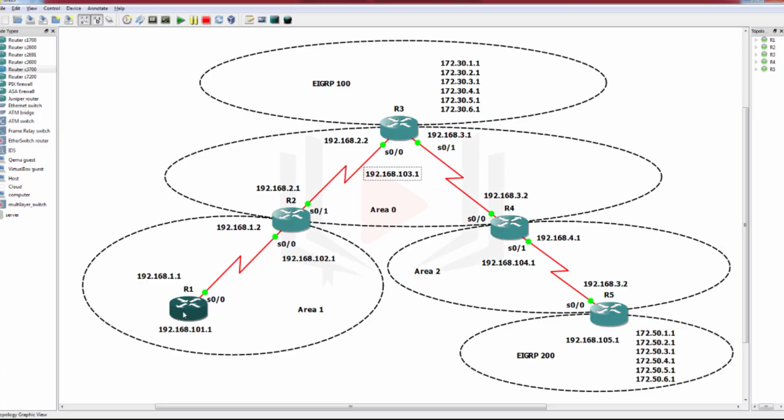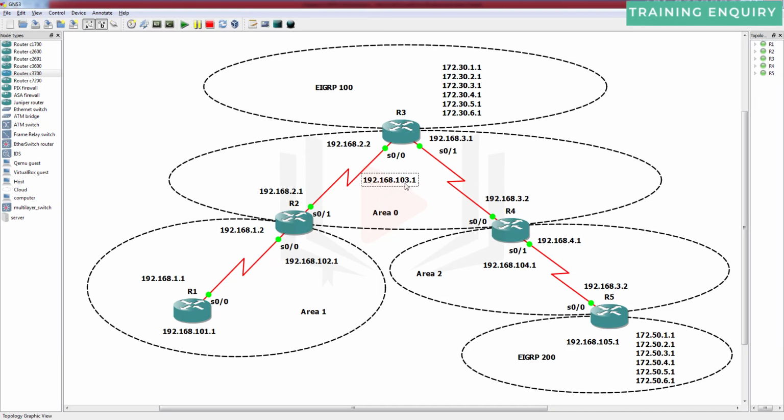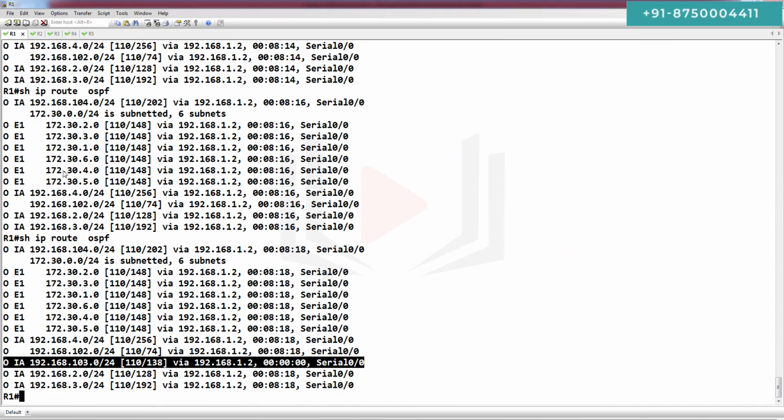This is our topology. We have here R1, 2, 3, 4, 5. EIGRP 100 is redistributed into OSPF, and here EIGRP 200 is not redistributed into OSPF. So let's start. First of all, come to R1.